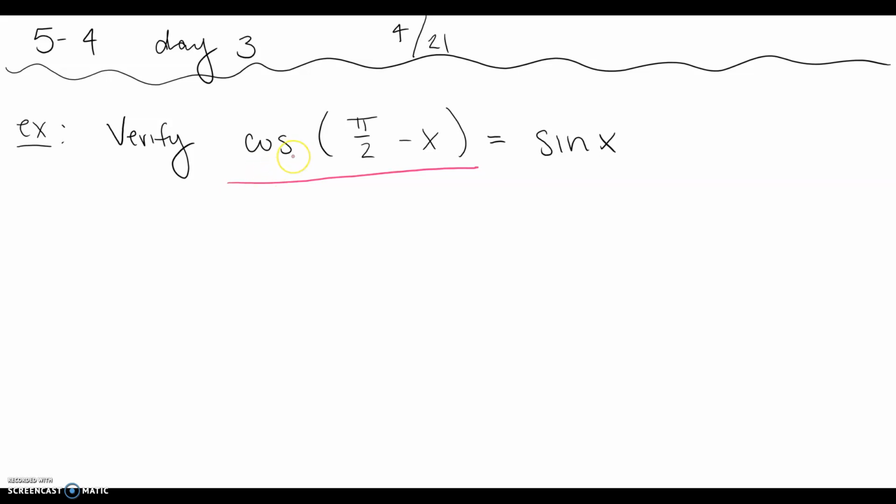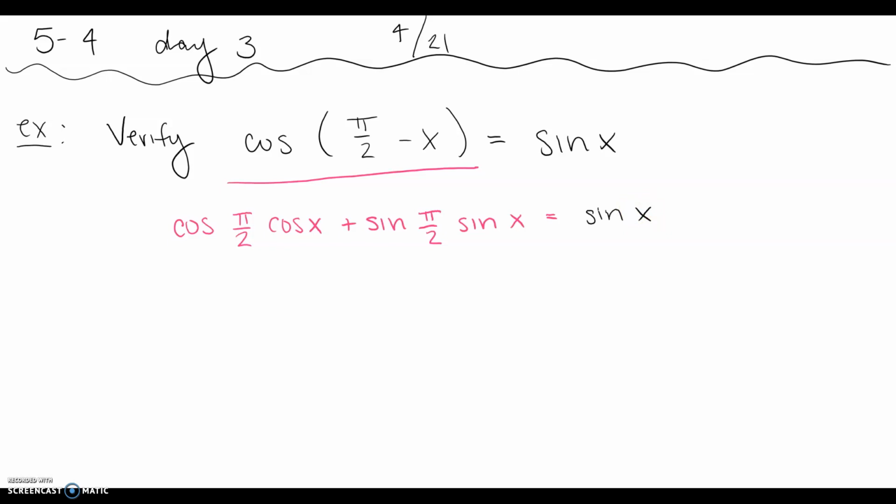So because we're doing cosine and it's the difference, we can use the difference identity. Therefore, our next line is going to be cosine of pi over 2 times cosine of x plus sine of pi over 2 times sine of x. And if you want, you could rewrite it equals the original sine of x. So the only thing we're changing is the left side.